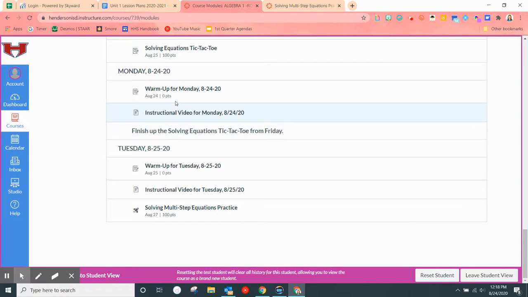So if you have not finished up the tic-tac-toe and submitted it, it is due tonight by midnight. So if you didn't already finish up the tic-tac-toe and get that submitted, finish that up first, okay? Finish that assignment. Then this is the plan for today. We need to practice solving these multi-step equations some more.